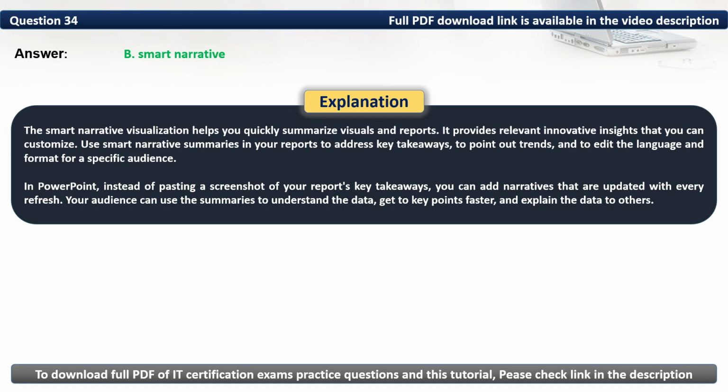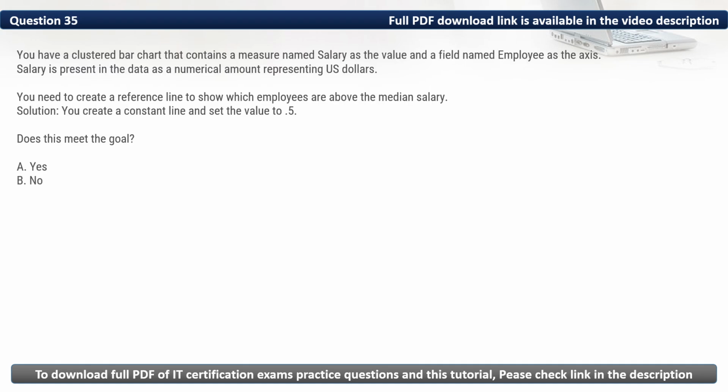Question 35. You have a clustered bar chart that contains a measure named salary as the value and a field named employee as the axis. Salary is present in the data as a numerical amount representing US dollars. You need to create a reference line to show which employees are above the median salary. Solution. You create a constant line and set the value to 0.5. Does this meet the goal?